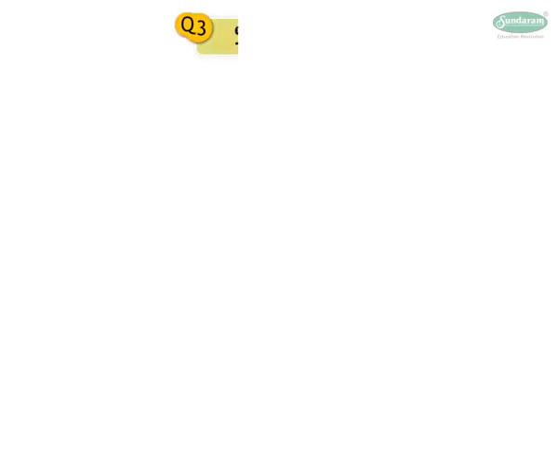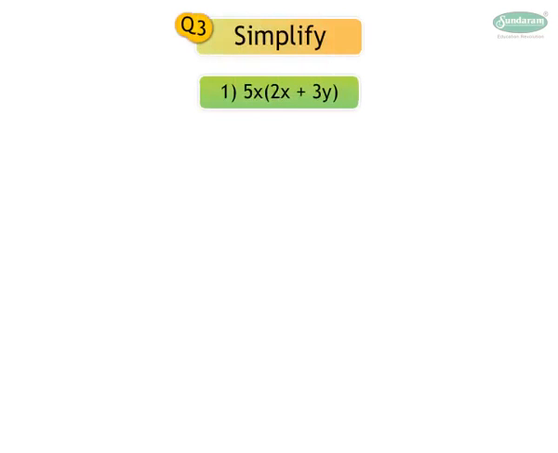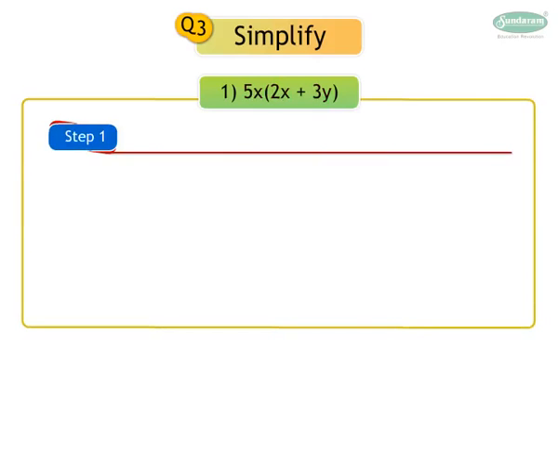Now let us solve the first problem of question 3. Simplify. 1. Let us simplify an expression where we do a multiplication operation. The expression is 5x multiplied by 2x plus 3y. The first step here is to open the bracket by multiplying each term of the bracket by 5x, and we get 5x multiplied by 2x plus 5x multiplied by 3y, which is equal to 10x square plus 15xy.